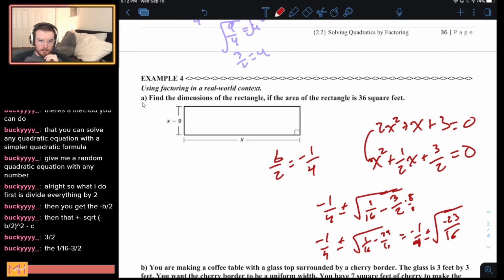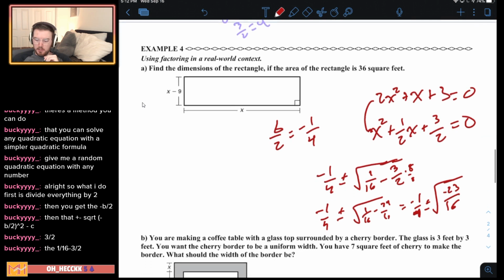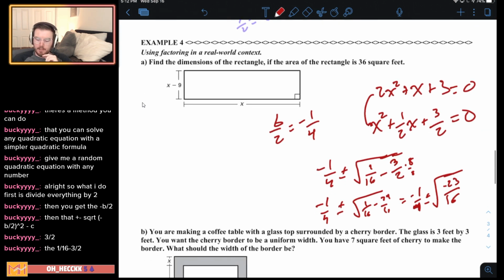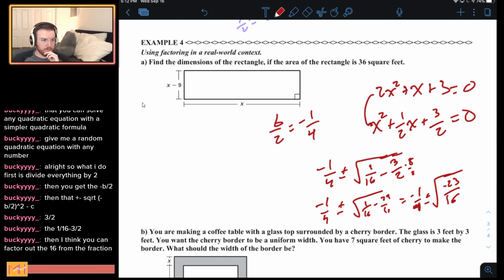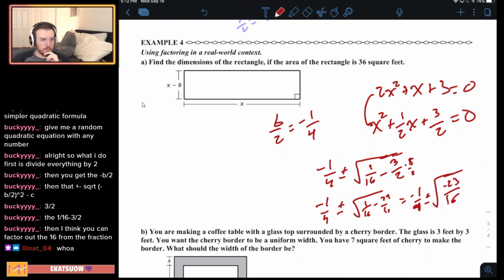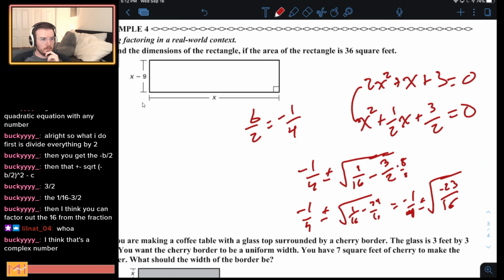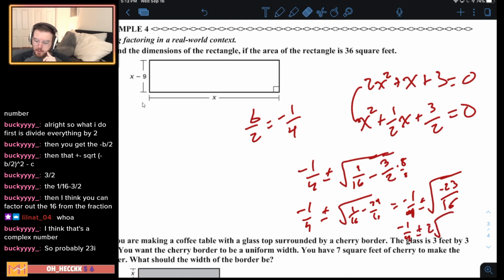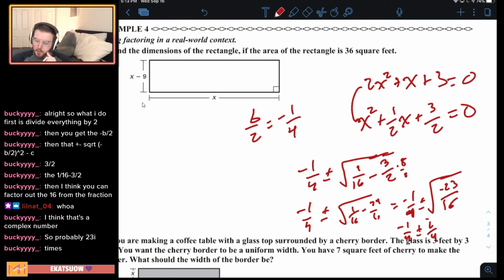Which is an imaginary number, right? Taking the square root of a negative. Yeah, it is. That was kind of what I meant by make it hard. So I'd have i over 4 root 23.